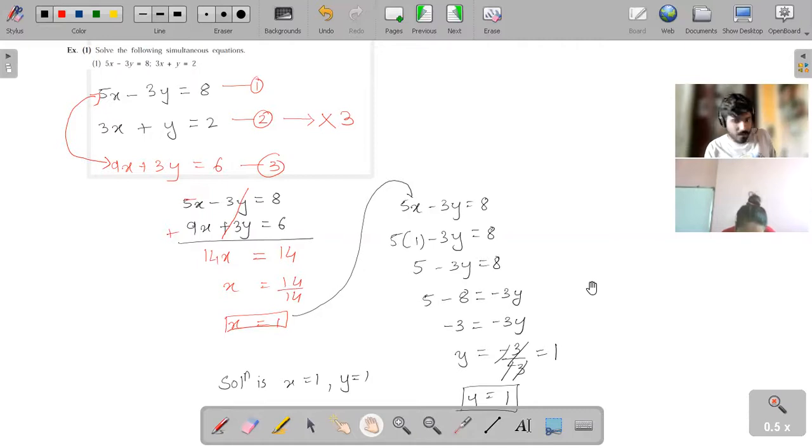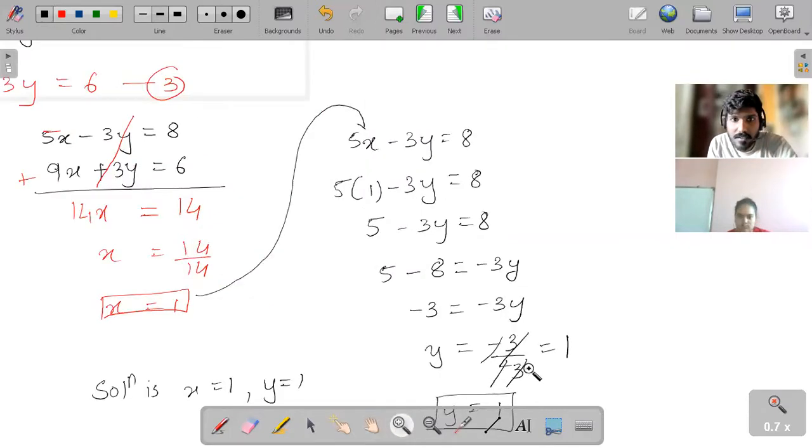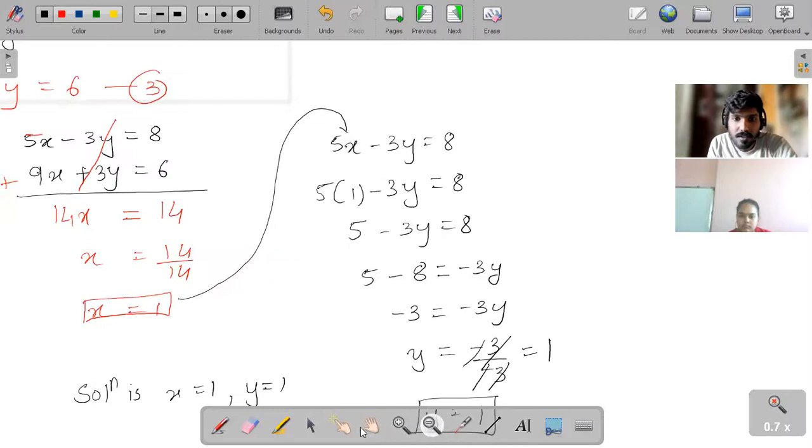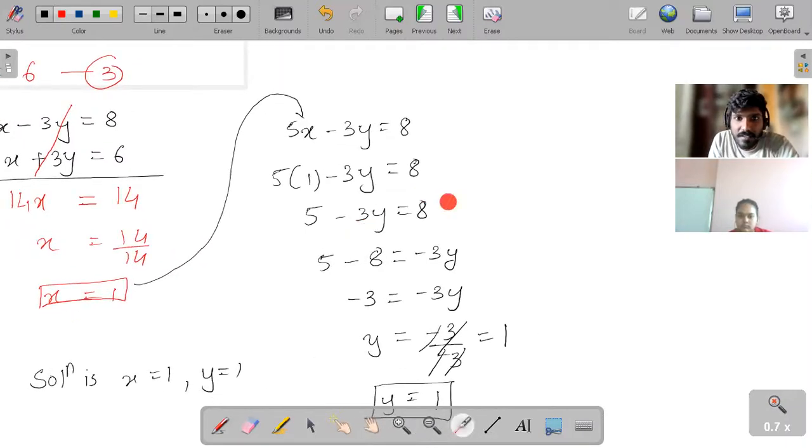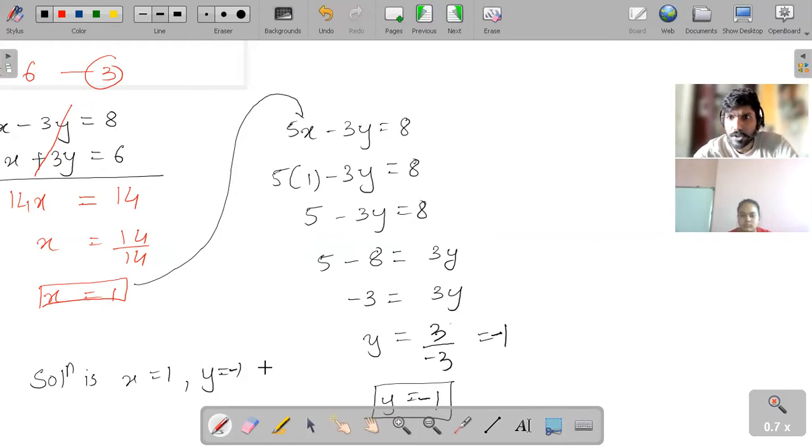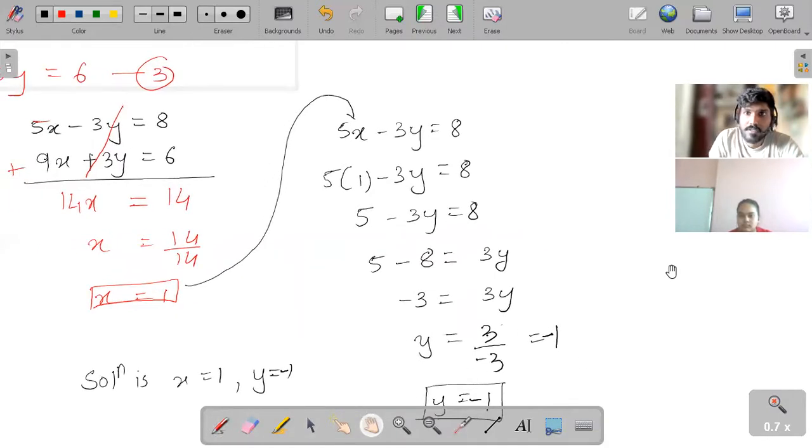Oh, wait, I did one mistake. See, minus 3y, when it went on the other side, it should be plus, right? So I'll change this. This is plus. So you have 3 upon minus 3, that is minus 1. So minus y is equal to minus 1. Clear now? I hope no confusion. Yes. So let's move further.